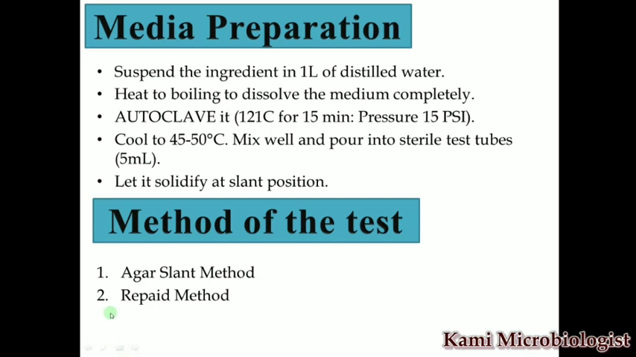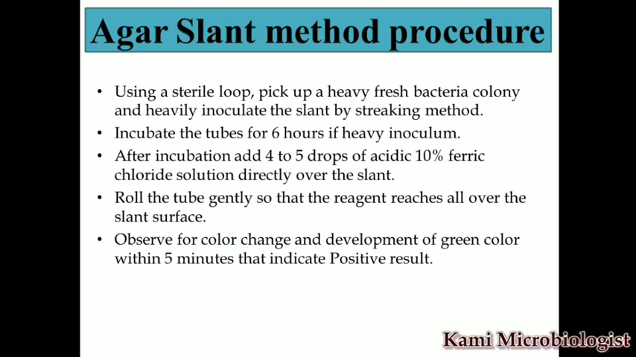Next, the method of the test. There are two methods of the test, the agar slant method and the rapid method. For the agar slant method procedure, first of all, you have to get a fresh culture of the bacteria that you want to identify. Once it is fresh, you have to take a heavy inoculum, a heavy bacterial colony, and then you will streak it onto the slant portion as well as the butt portion.